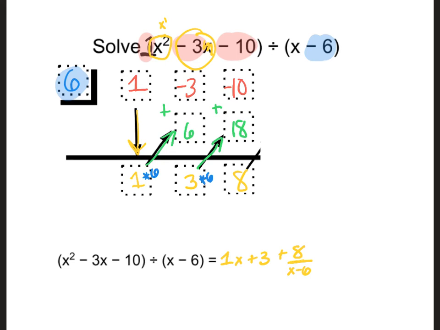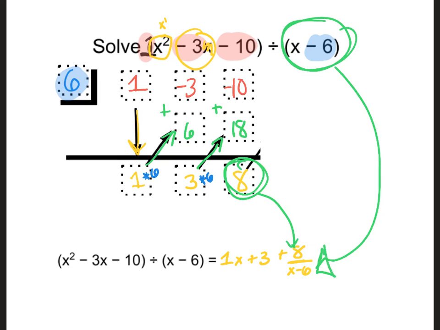Again, your remainder is always going to be a fraction. Whatever's in that last spot goes on top, and then whatever you were dividing by goes on bottom.